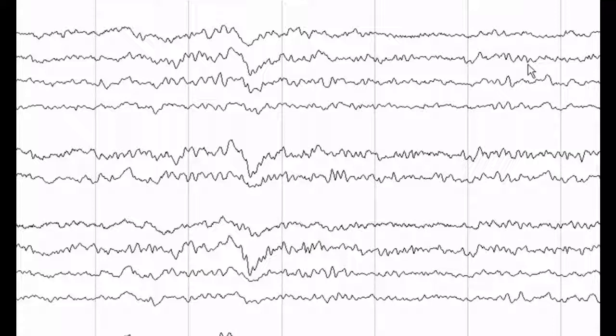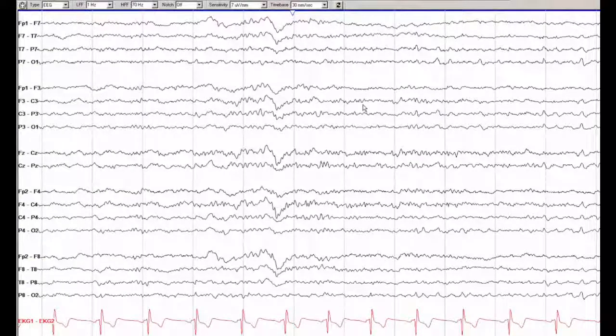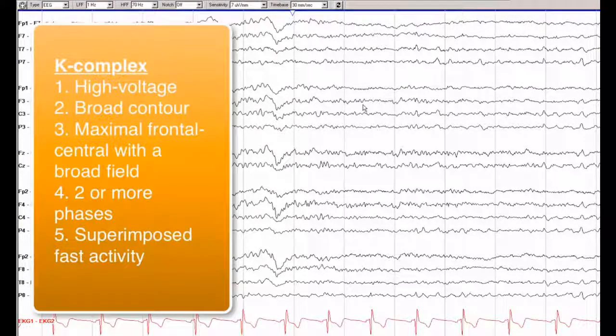This high voltage waveform has two large phases, but these waveforms can often have more phases. Here we see an initial high voltage negativity followed by a subsequent positivity. In addition, superimposed on this waveform, you can see some high frequency, fast activity. All of the characteristics I described are characteristics of a K-complex. A K-complex is one of the two characteristic findings seen during stage 2 sleep.